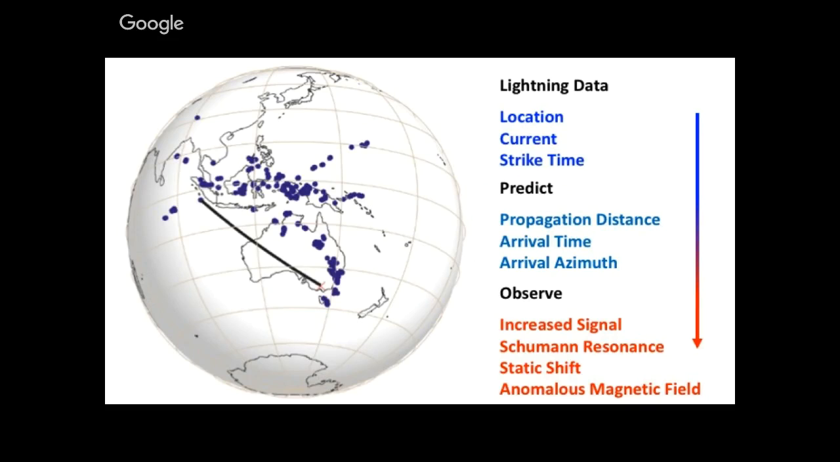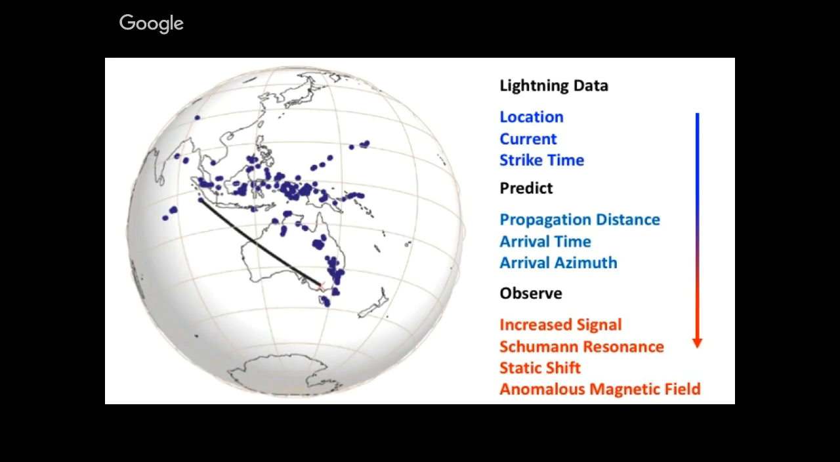Now, because the spheric travels at the speed of light and we know these two points on the curve, we can work out an arrival time, and we can precisely extract the exact portion of data with the spheric in it and tie it to its lightning parameters.